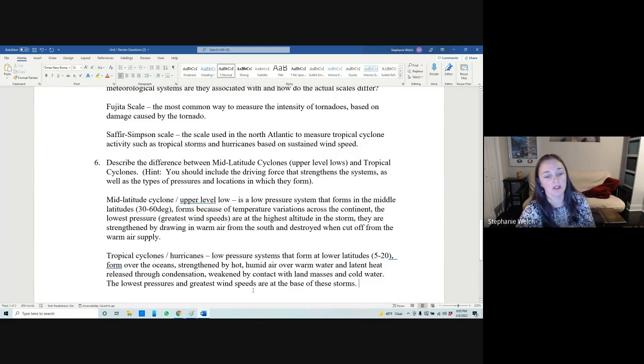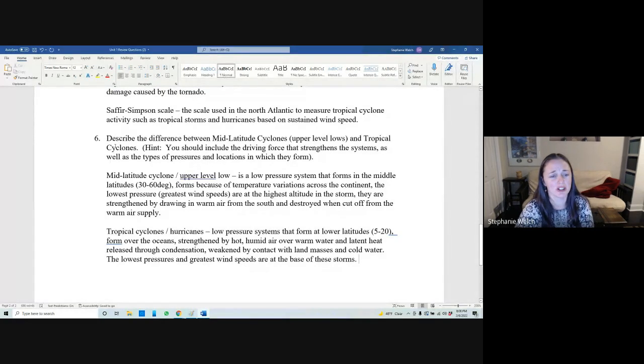As opposed to upper level lows, those actually end up being more problematic for air travel because you have almost an upside down tropical cyclone where you've got your low pressure and your great wind speeds up at the top of the storm. All right, so this question in particular is basically just straight out of the very beginning of lecture 5 too. So you can go back and you can actually look at images that makes this hopefully a little bit easier to retain.